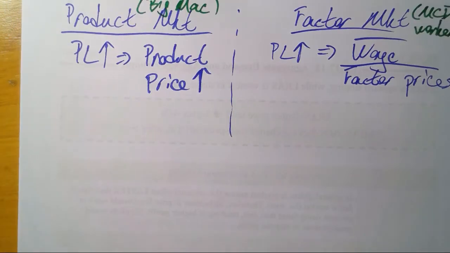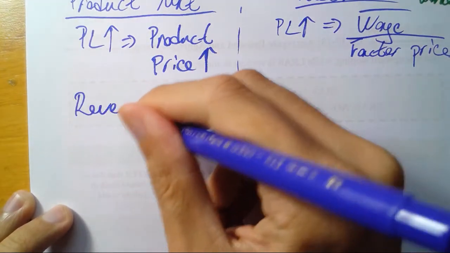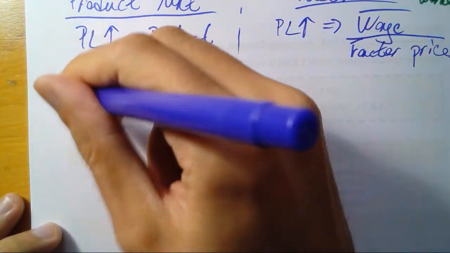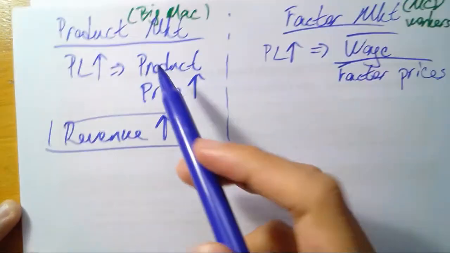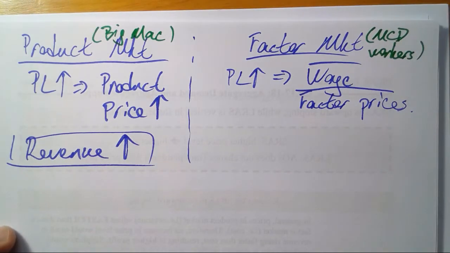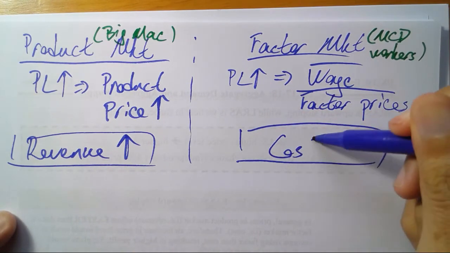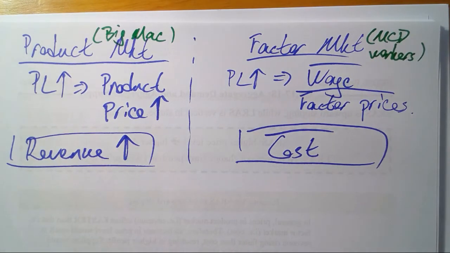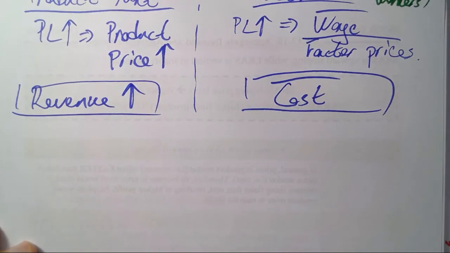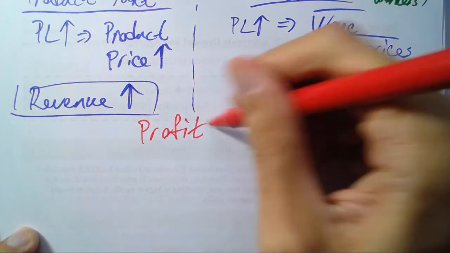Now what does that mean? It means that here our revenue to the companies would increase. 嗱呢個係佢嘅收入嚟㗎嘛。On another hand, McDonald's, they need to pay the workers, so their cost remains unchanged. Higher revenue, unchanged cost. What does that mean? It means profit would go up.